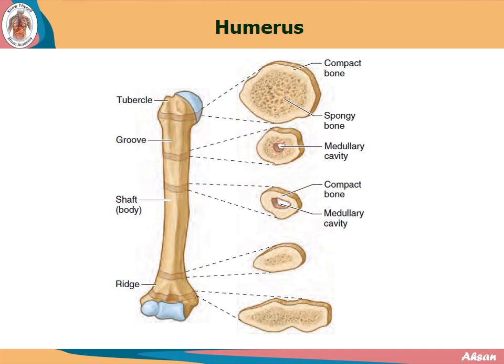This is an example showing different sections of the bone. This is a humerus, and if we take a section at the ends, we get compact bone, then spongy bone inside, and periosteum outermost. If we go down towards the shaft, the medullary cavity appears and increases in size at the middle.